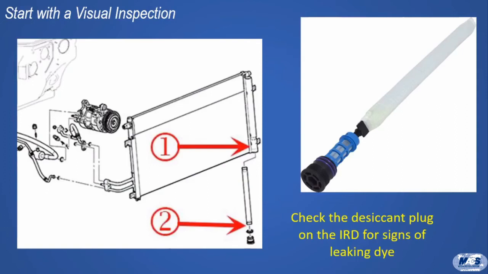If you encounter one of these, inspect the receiver dehydrator plug at the bottom of the desiccant tube on the driver's side of the condenser. Dye is usually evident at the plug connection. If there are signs of leaking, you may have to replace the dryer plug assembly. This is also a good time to replace the desiccant tube as well.